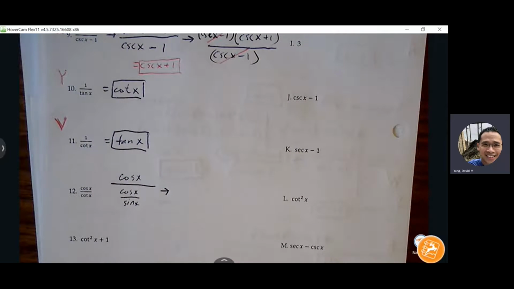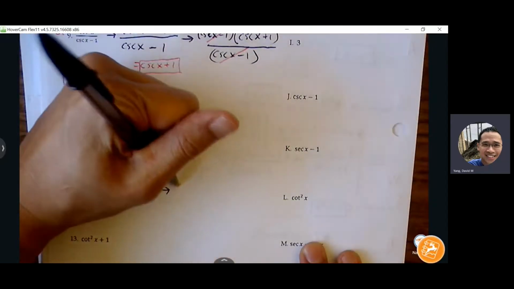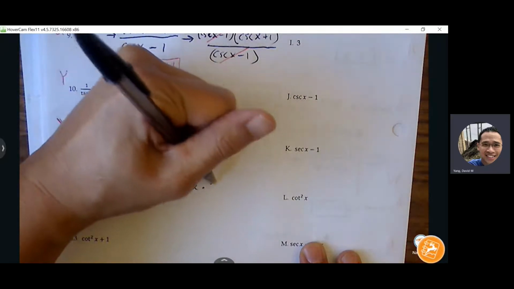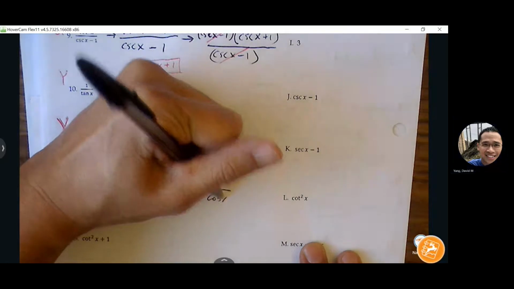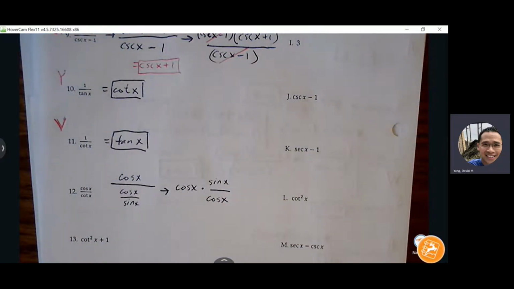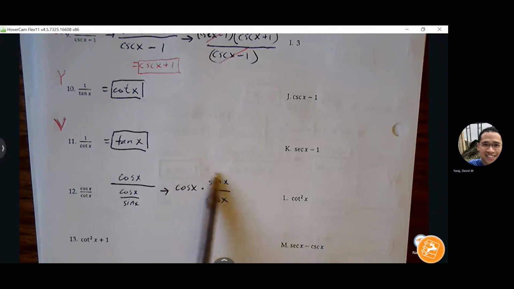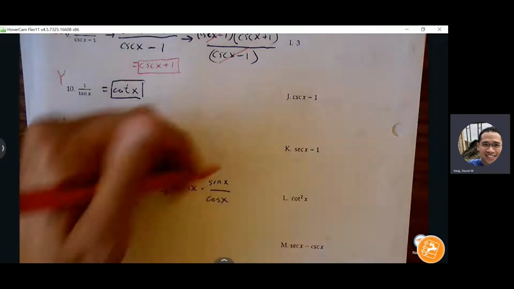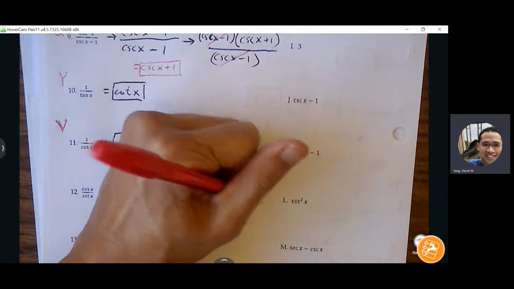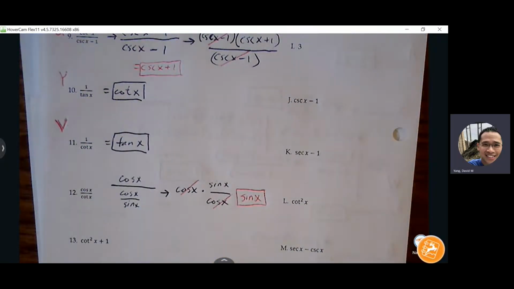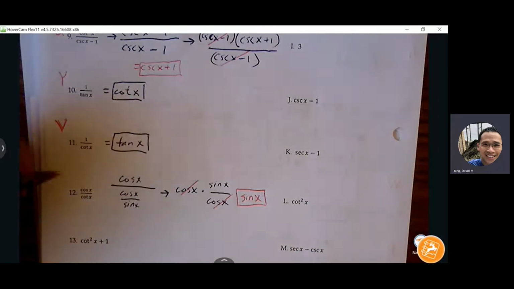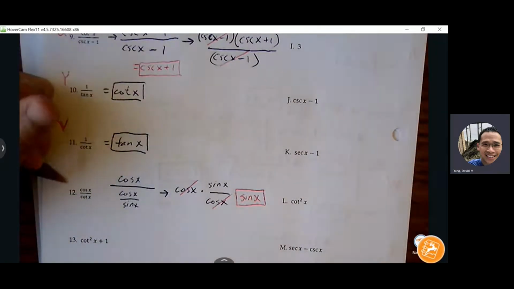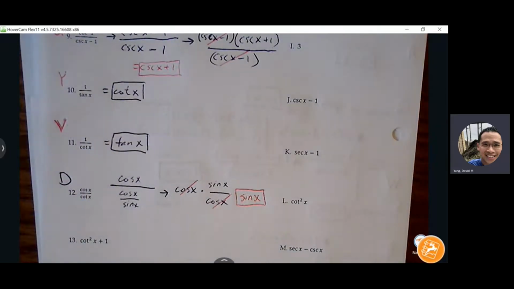So we know that dividing by a fraction is the same thing as multiplying by the reciprocal. So I can say cosine of x times the reciprocal. Right. We flip that denominator up as the reciprocal. And now, what can we do here? Yeah, cosine goes away. Following along with me?